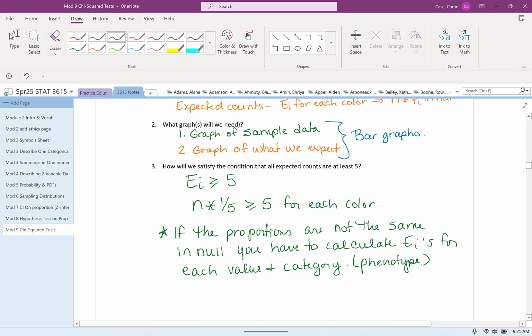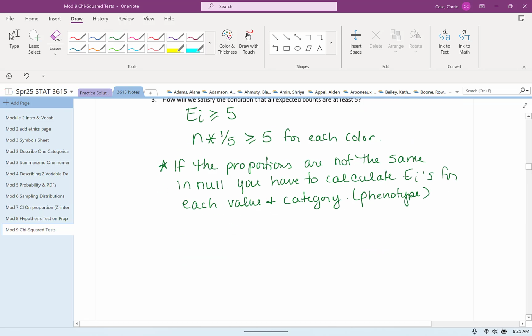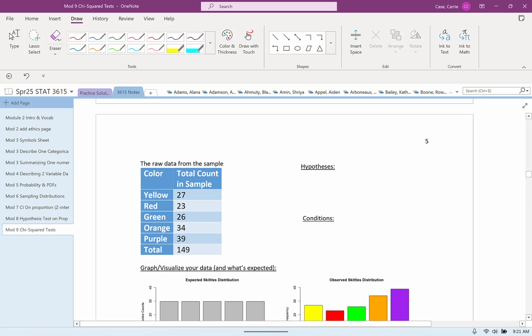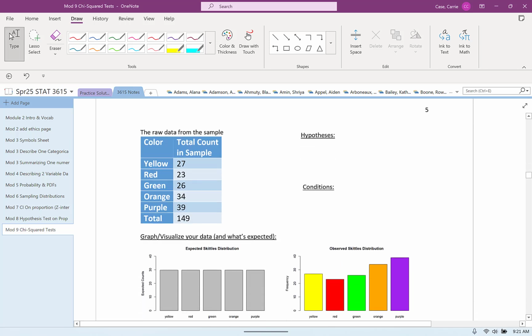Okay, so let's do our example. So I've already done the graphs in R, but we could do these by hand. I don't know who would. Okay, so here's the raw data. So I handed out Skittles and I randomly sampled people from the class. The Skittles came from multiple locations. We had 27 yellows, 23 reds, 26 greens, 34 oranges, 39 purples, and 149 Skittles.